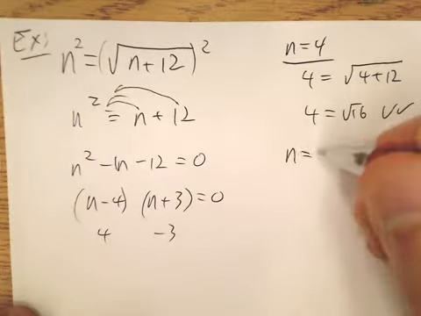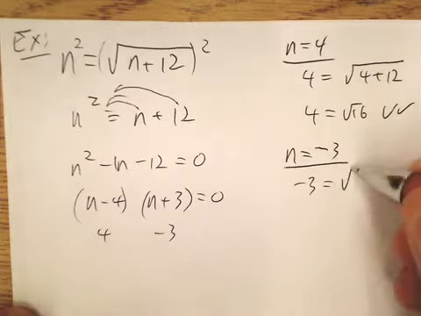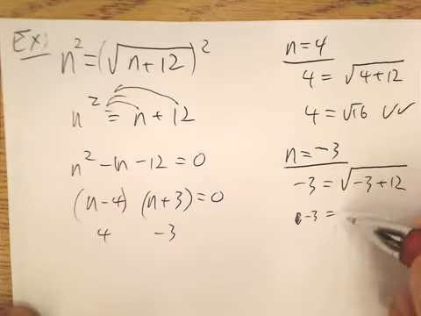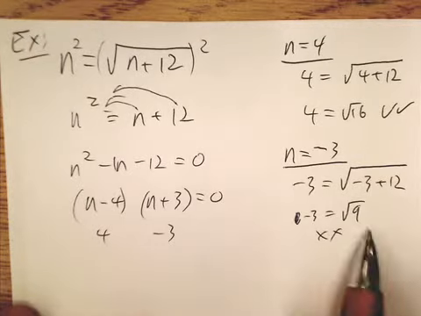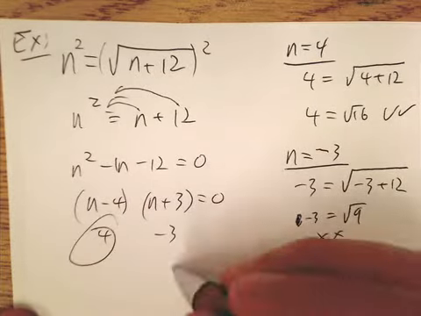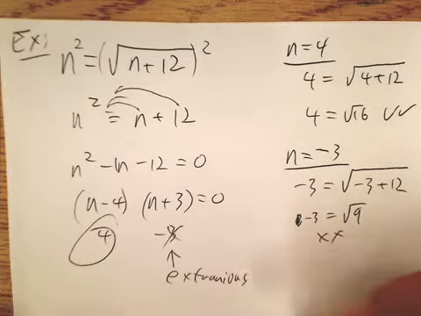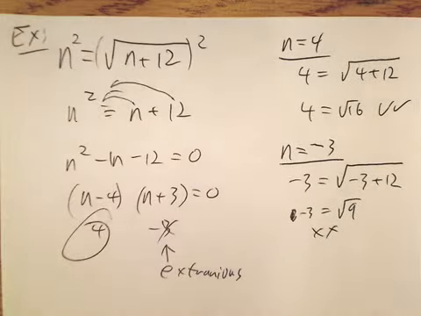Next, let's try n equals negative 3. So we plug in negative 3 is equal to the square root of negative 3 plus 12. That'll be negative 3 is equal to square root 9. And that's not true, because the square root of 9 is going to be a positive 3, and that's a negative 3. So n equals 4 is my only solution. This was extraneous. Especially when you get a couple solutions like this, when you solve by factoring or quadratic formula, especially if they're different signs, one of them is probably not going to work in the original equation.